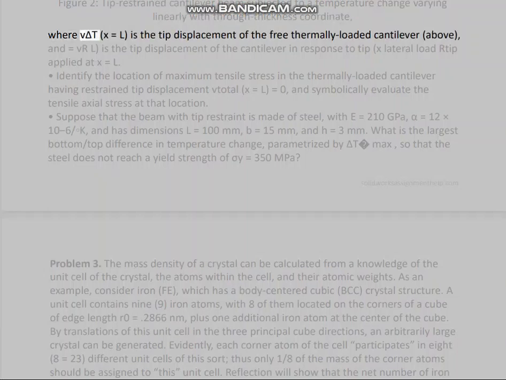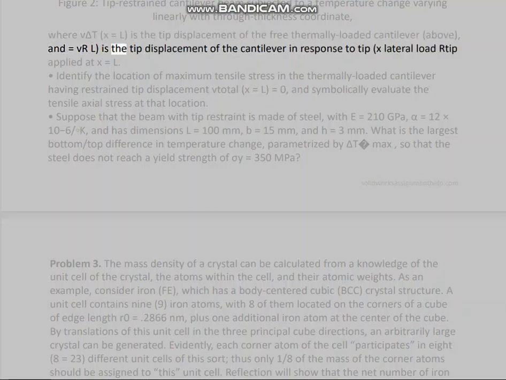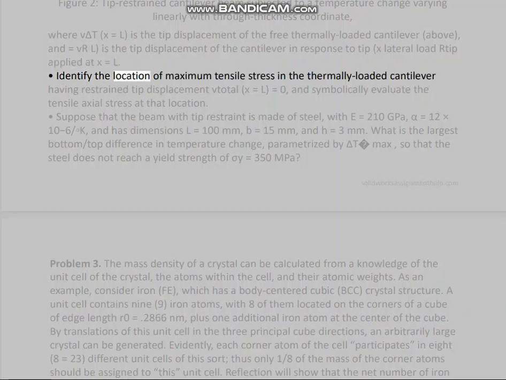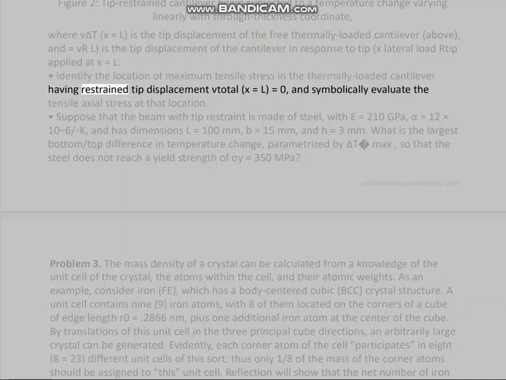Where V delta T at x equals L is the tip displacement of the free thermally loaded cantilever above, and V_RL is the tip displacement of the cantilever in response to a tip lateral load applied at x equals L. Identify the location of maximum tensile stress in the thermally loaded cantilever having restrained tip displacement, v total at x equals L equals 0, and symbolically evaluate the tensile axial stress at that location.